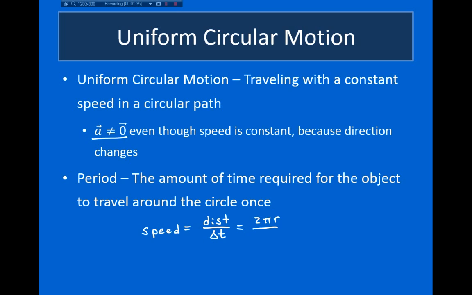And the amount of time it takes for an object to travel one complete time around a circular path is what we call the period, and we denote this with a capital T. So the speed that the object is traveling at is equal to 2 pi r divided by the period. And we usually just write this as v. So this is the magnitude of the instantaneous velocity of an object when it's traveling in a uniform circular path.